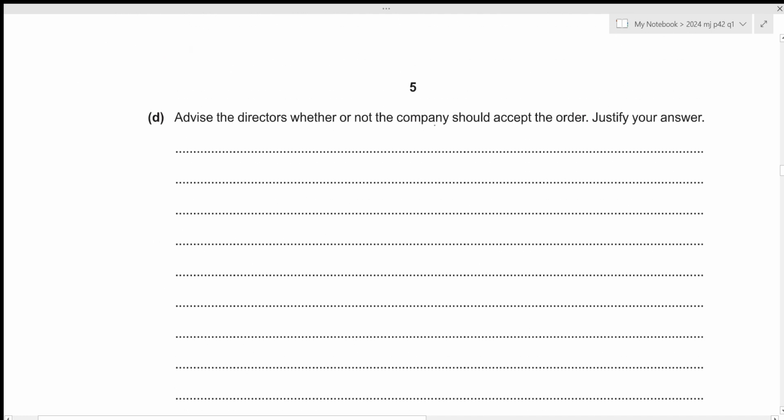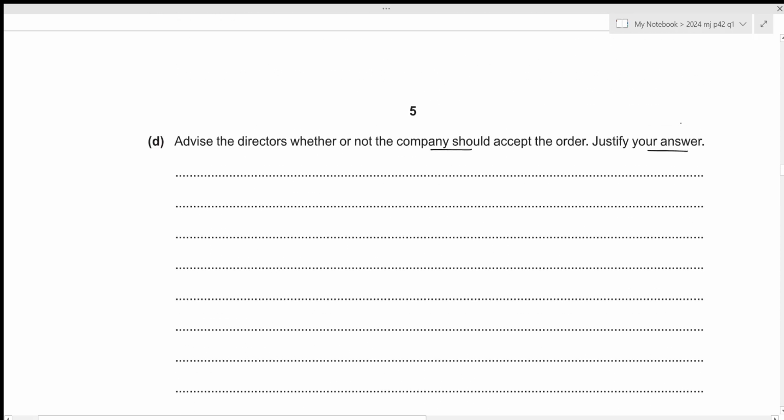We now need to advise the directors whether or not the company should accept the order. We need to justify our answer. All right. This is of 7 marks, which means that 1 mark will be reserved for our decision. The 3 marks should be for the advantages if the company should accept the order and the disadvantages of accepting the order. Let's start with the advantages.